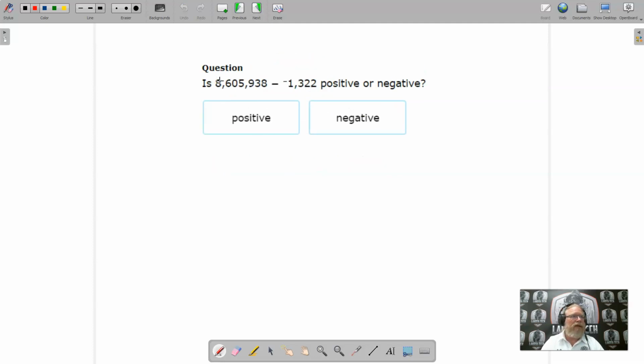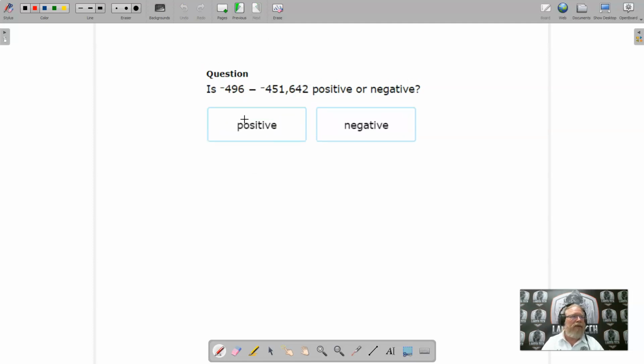On the next one here, I have a positive minus a negative. So let's go ahead and change it to addition. Take the opposite of this. So instead of it being negative, it's going to be positive, right? So I end up with a positive number plus a positive number. So it's just going to get even more positive.